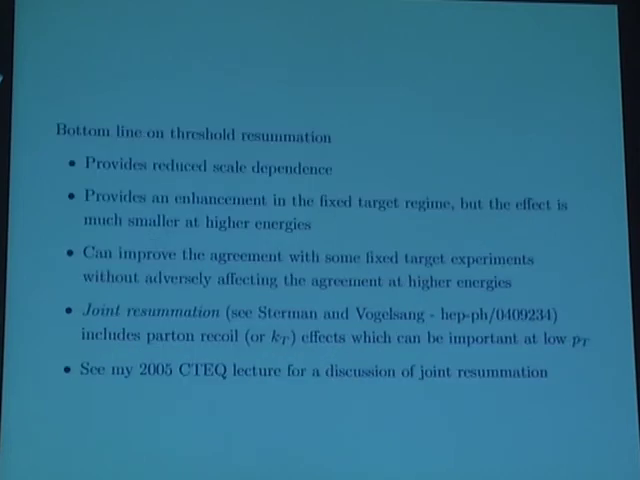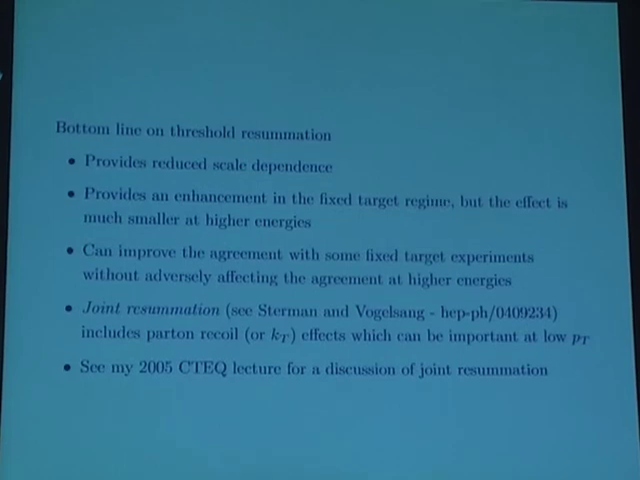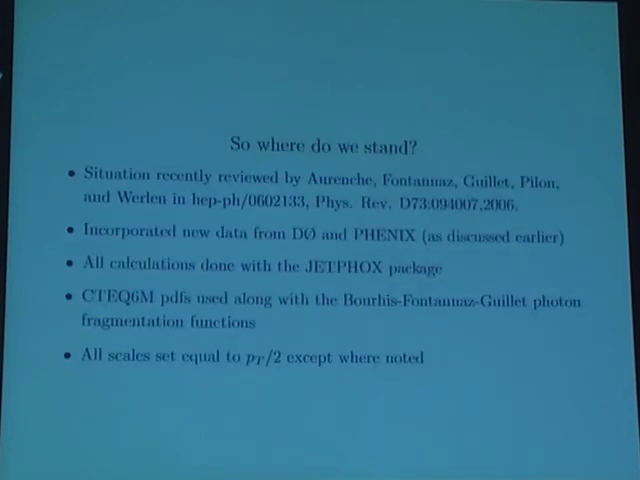So bottom line on resummation: you get reduced scale dependence, you get an enhancement in the fixed target regime, but the effect is smaller at higher energies. It can improve the agreement with some fixed target experiments. And there's an additional effect that I don't have time to talk about this year, but which I did talk about last year, and that's joint resummation that includes some parton transverse momentum recoil or KT effects in a self-consistent way with the threshold resummation that I have talked about. You can see that in the talk I gave last year, which is on the web.